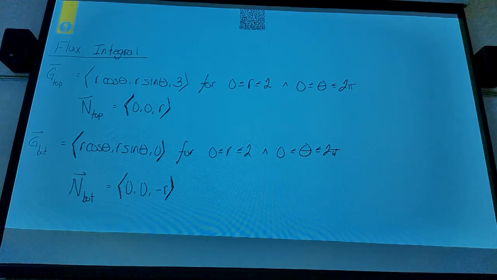Let's see if we can move these cameras. Get it all in one slide.